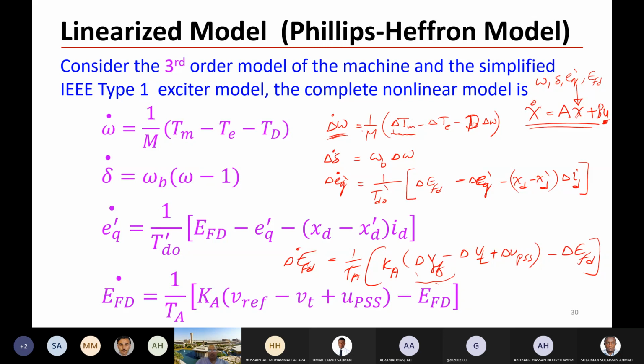And what you have here, delta omega dot is expressed in delta TE, and delta TE is not a state. Delta omega is a state, that's fine. But delta TE is not a state. So we need to express delta TE in terms of the states. Am I right?